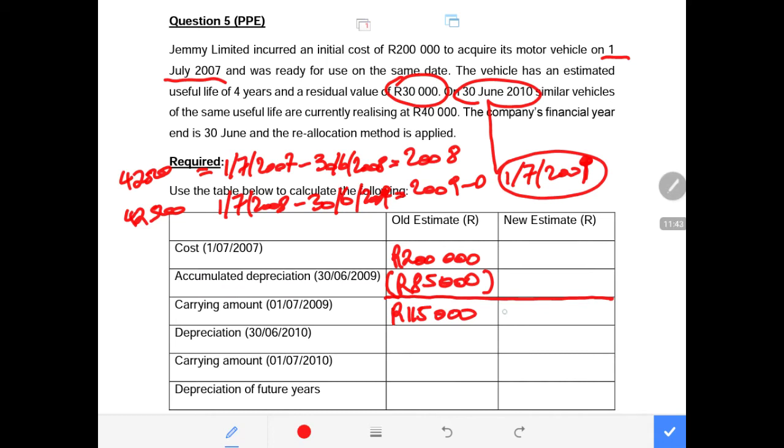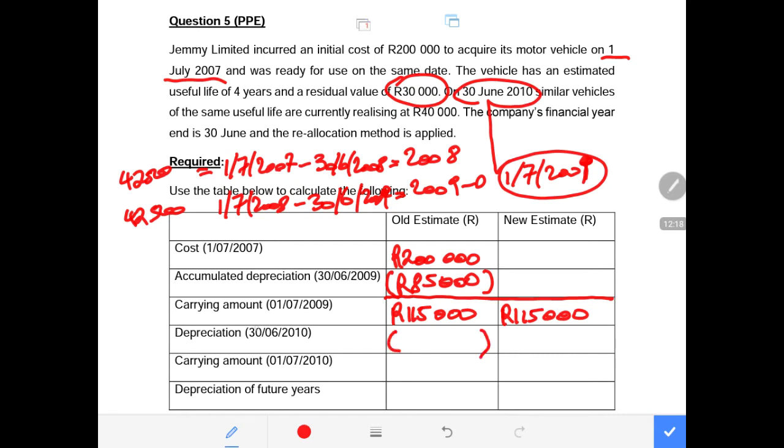So now what do we do? We take the carrying amount at this date, we make it to be the cost price of the asset under the new estimate column. That means when there was a change in estimate, it was on the 1st of July 2009. What is the carrying amount at this date? The carrying amount at this date is 115,000 rands. So we bring that carrying amount as the cost under the new estimate. Remember, under the old column, we don't change anything.